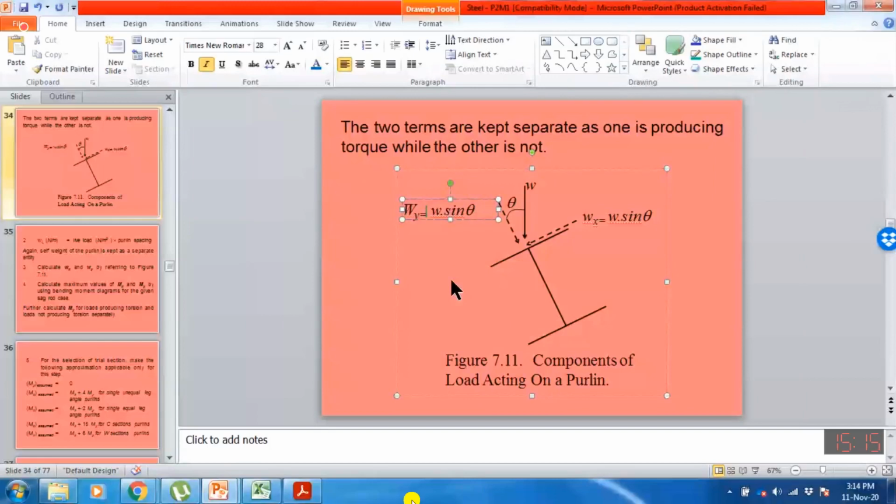So that component will be equal to the cos function. So you just need to compute W and W omega y, where omega y is producing movement about the x-axis and omega x component will produce the movement about the y-axis. So when we are not using any sag rod, it means that the purlin is not supported at any point along its span. So mx and my will be computed by this.